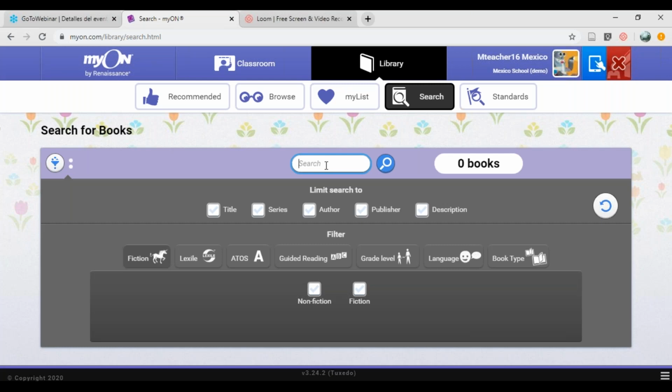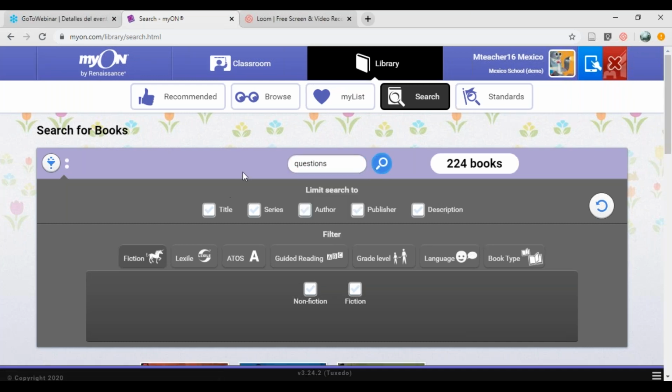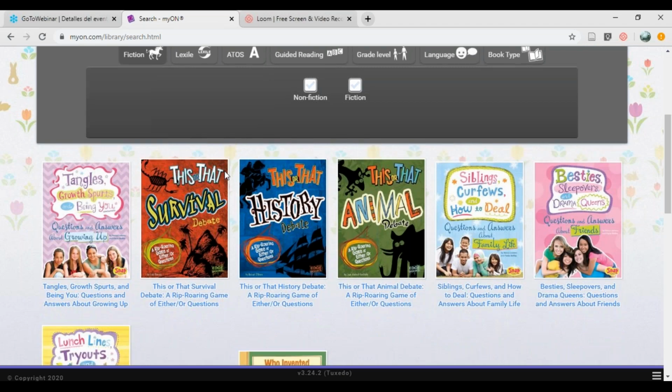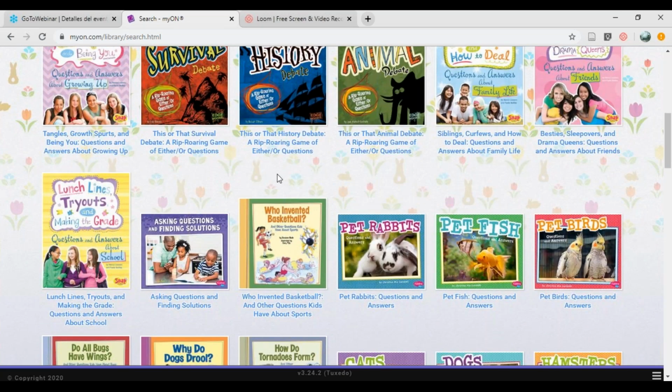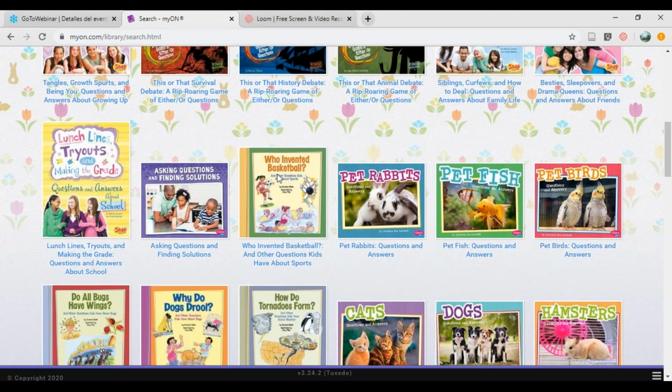On my own, the easiest way to find books is by typing the most general topic. My very specific topic is WH questions, of course, but my general topic is questions. So I'm going to type questions in general to see what's going on. And I have a total of 224 books. That's a great result. I am going to check out what books are useful for these purposes.